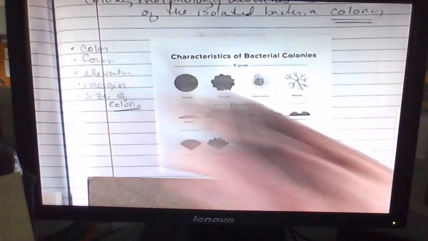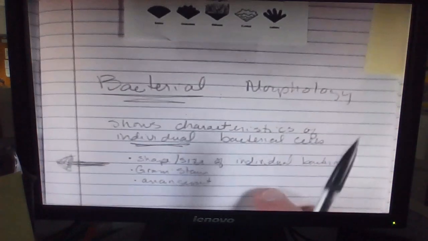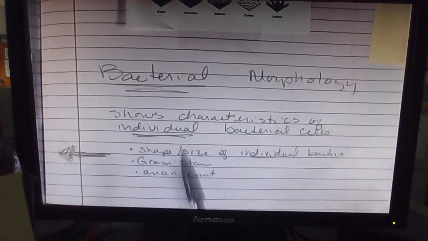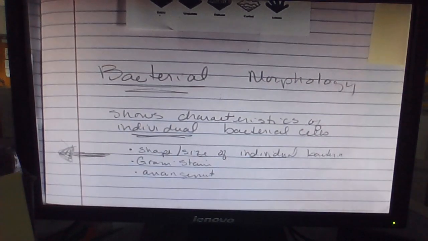Colony morphology, we can see it without any aid to the human vision. Bacterial morphology, we need a microscope. So we wrote this before, but we're writing it again. Bacterial morphology is the information on the left-hand side page. It shows the characteristics of individual bacteria cells. That's why we need a microscope.